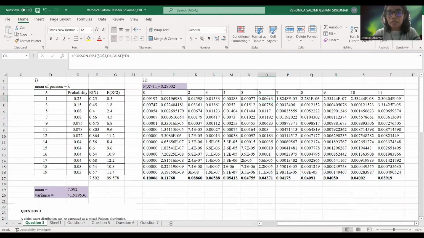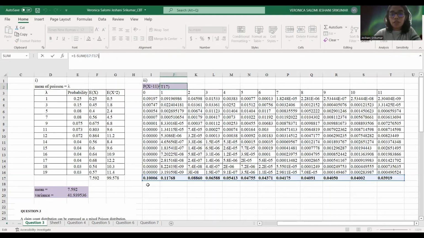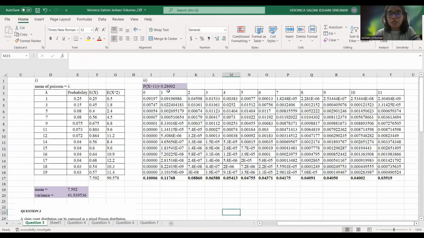So this is the probability of x equals 6, which is where lambda equals 1, and then we multiply by the weightage. And over here, if you look at it, it's when lambda equals 14, and we multiply by the weightage. So this value here will be the probability of x equals 6 for the entire mixture distribution. So 1 minus the summation of all of this would be 0.28002, which is the probability of x greater than 11 for this given mixture distribution.